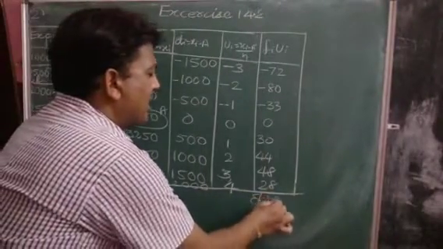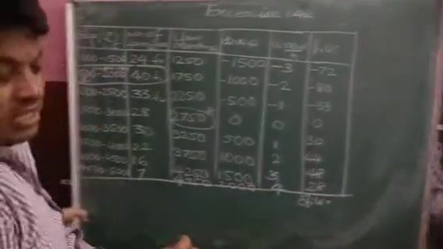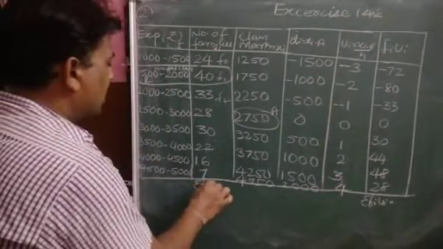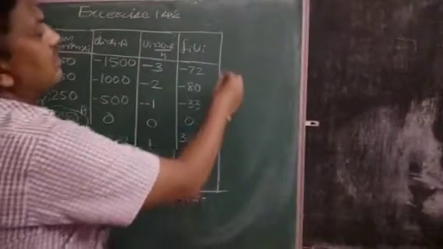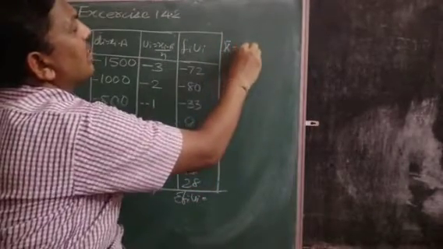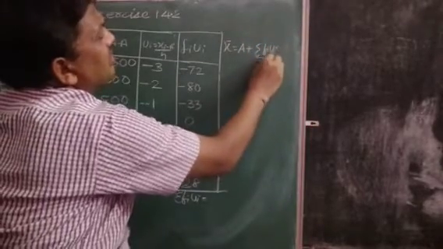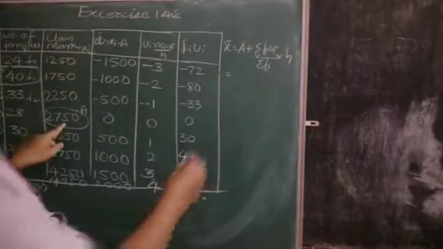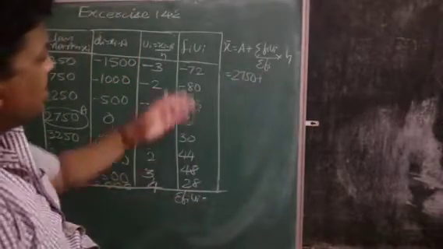Sigma Fi ui. Okay children, after finding sigma Fi ui, the total families are given. That is 200 families. So no need to total. Here given 200 families. So what formula do you have to put, children? Mean is equal to A plus sigma Fi ui upon sigma Fi into H. A how much, children? 2750. 2750 plus sigma Fi ui.